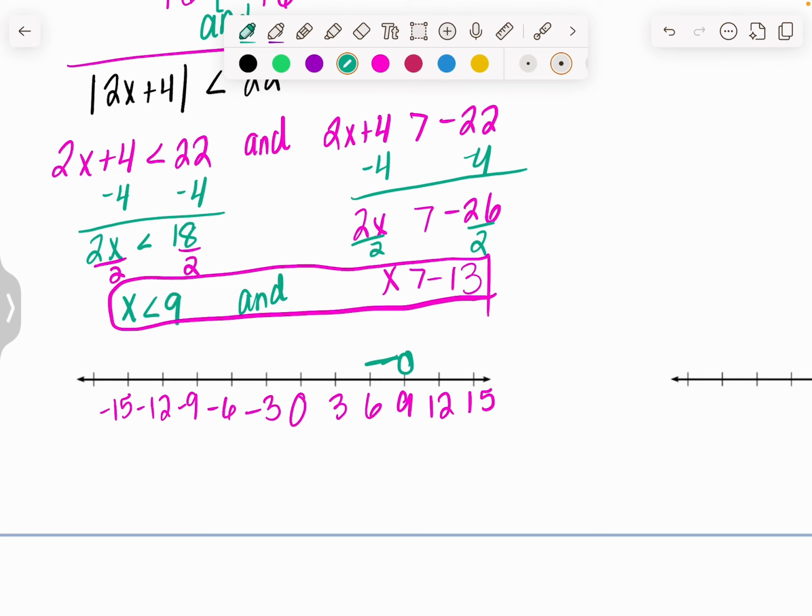So between -9 and -12, you're going to have -10, -11, -12. Then -13, then -14, then -15. So -13 is going to be right there. And then greater than -13, you're going to want to go to the right. So you got these numbers between -13 and +9. And that would be our solution for that one.